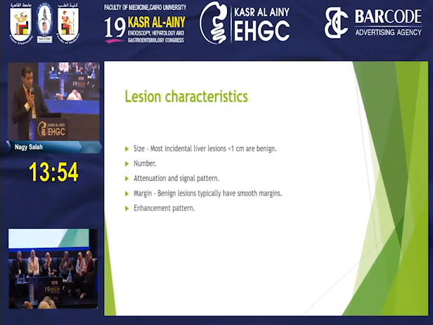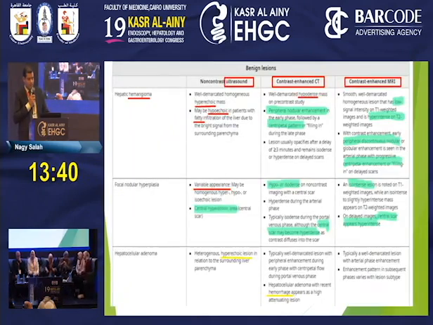Lesion characterization includes size: most incidental liver lesions less than 1 centimeter are benign. Number, attenuation, and signal intensity. Margin: benign lesions typically have smooth margins. And enhancement pattern.